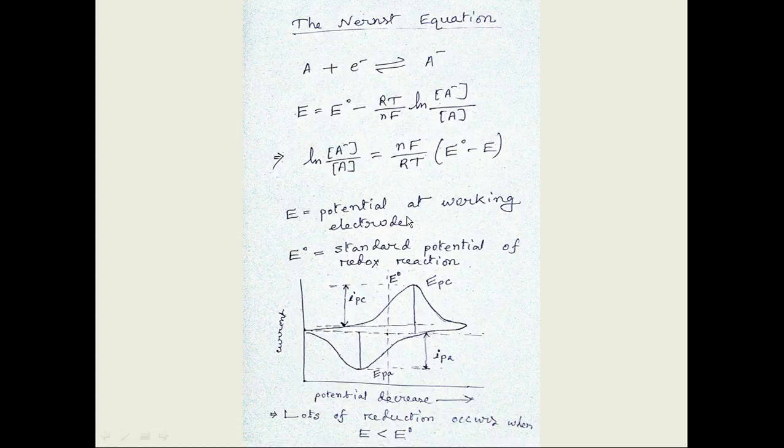And similarly, for oxidation, to make A minus more, E must be greater than E0.